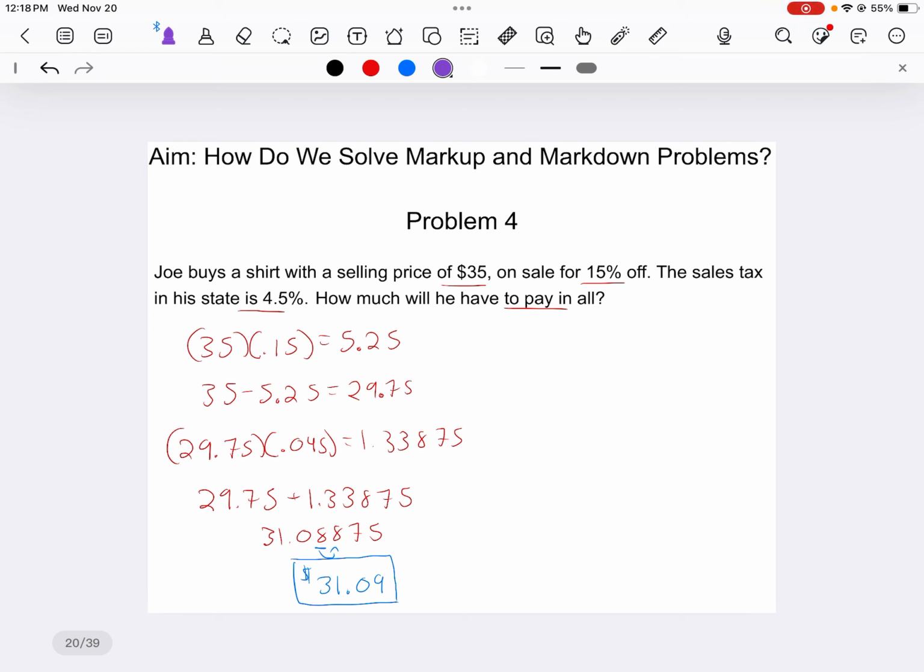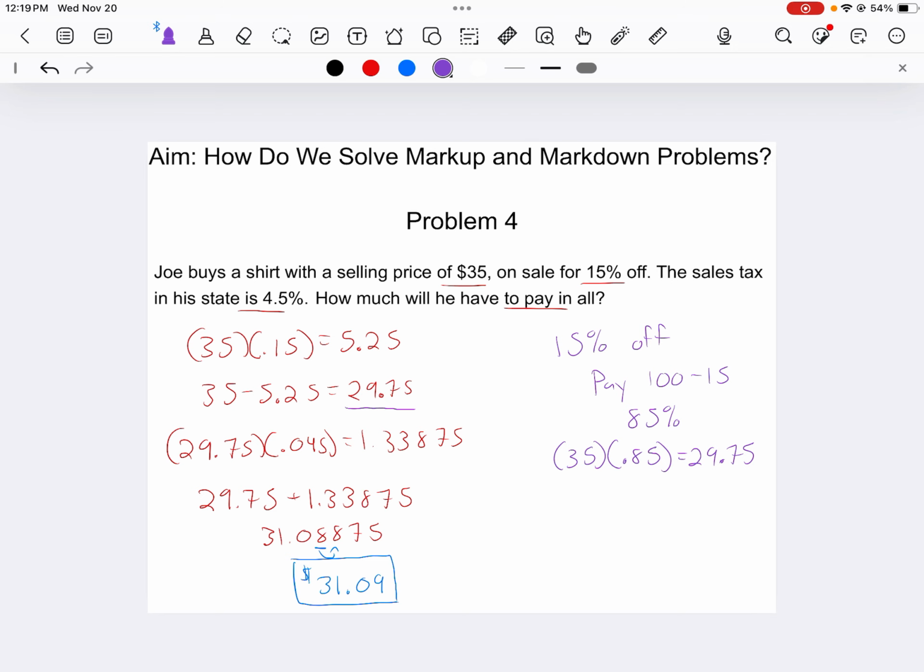Another way you could have done it is if the price is 15% off, that means that you're going to be paying 100 minus the 15%. 100% for the full price minus the 15%, you're only going to be paying 85%. So we could have done 35 times 0.85 for the 85%. So 35 times 85% is $29.75, which was the same discounted price we had here.